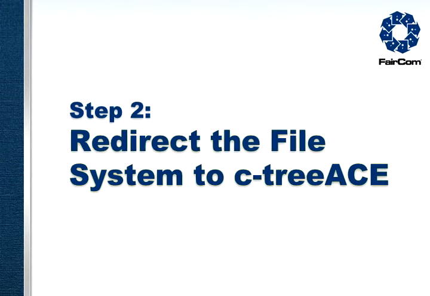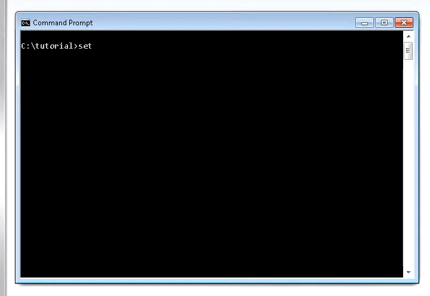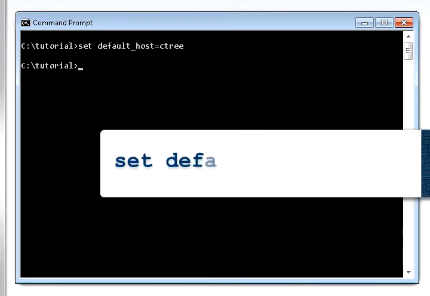Step 2. Redirect the file system to CTreeAce. For our next step, we're going to change from the default file system to the CTreeAce file system. In this version of COBOL, all we need to do is set an environment variable pointing to our file handler. Once you set this variable, the COBOL runtime will use CTree.